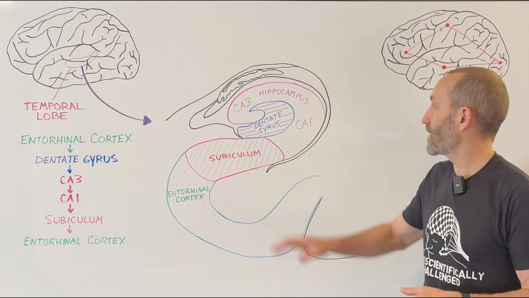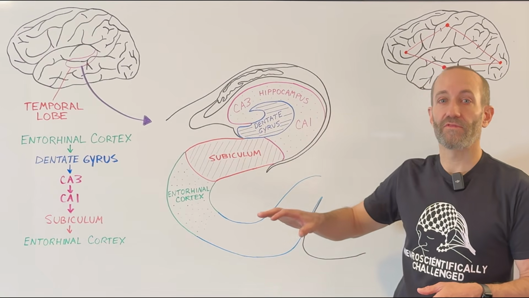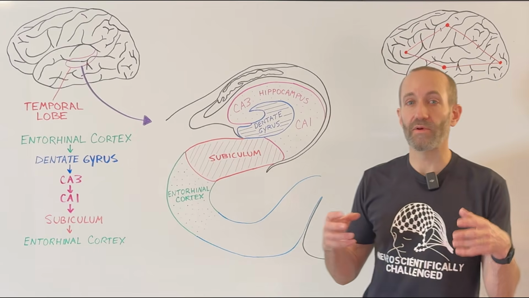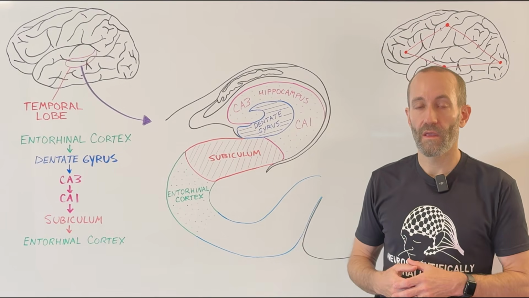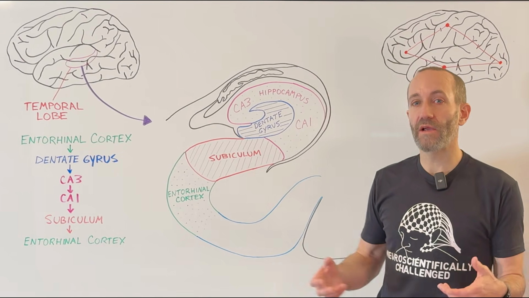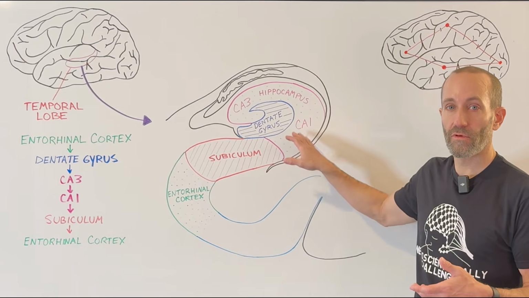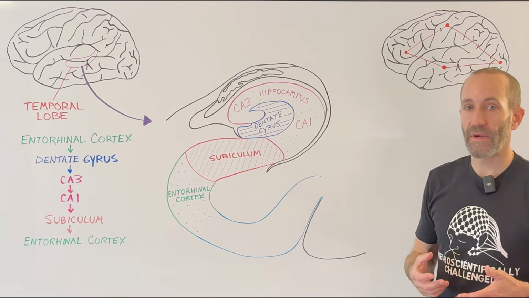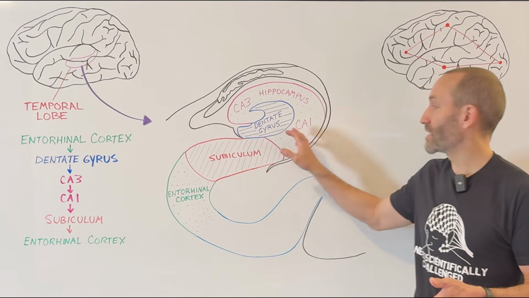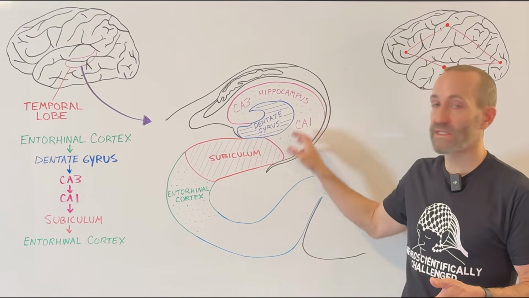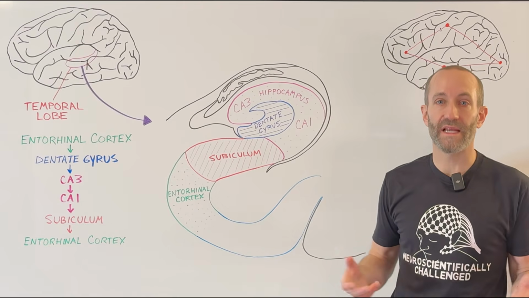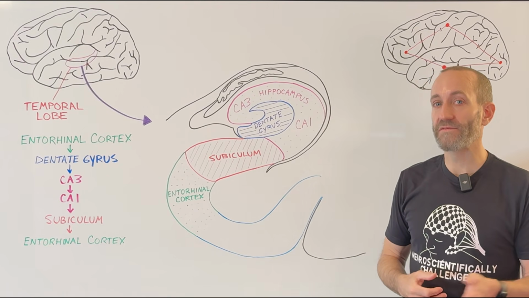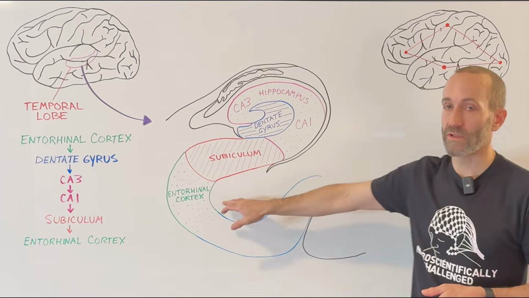I should add that CA3 also receives direct input from the entorhinal cortex, so it's integrating multiple streams of information as it's building a memory representation. Information then flows to CA1 primarily through a major pathway called the Schaffer collaterals. This chain of connections, by the way, from the entorhinal cortex to the dentate gyrus to CA3 to CA1 is often called the trisynaptic circuit. CA1 also, however, receives input directly from the entorhinal cortex.